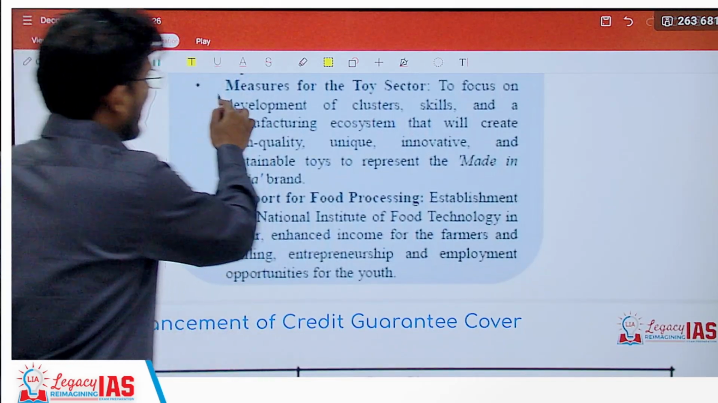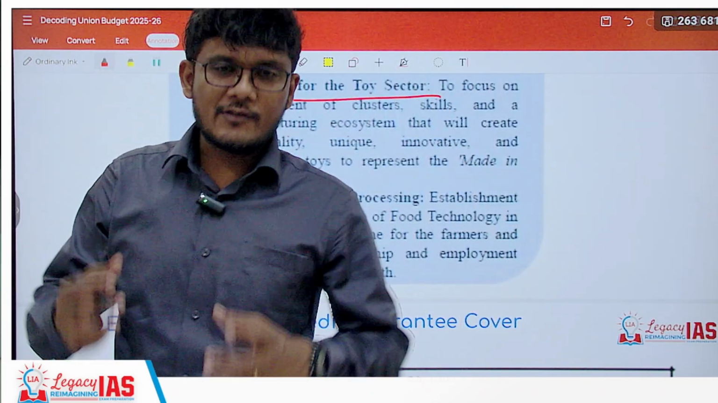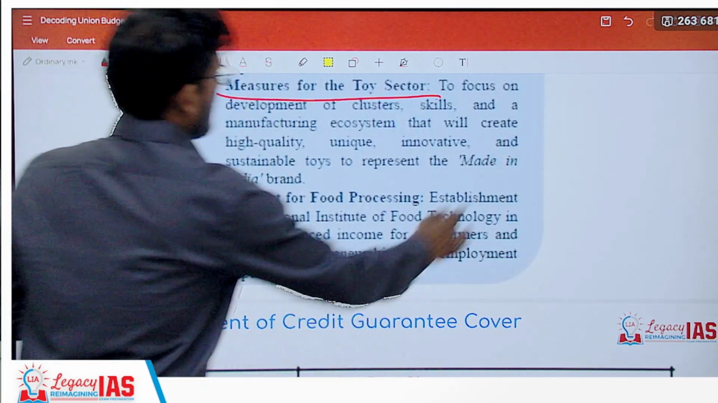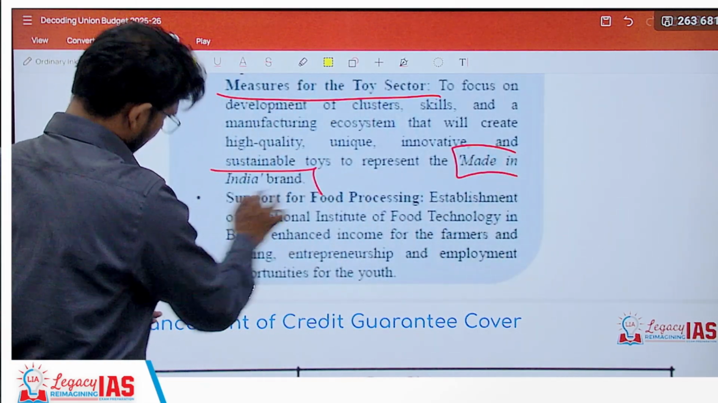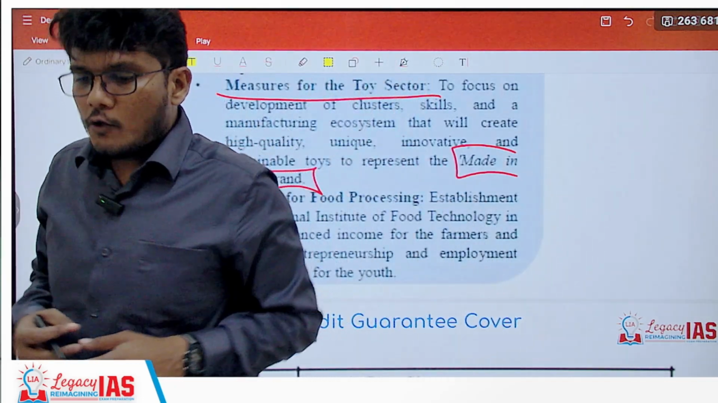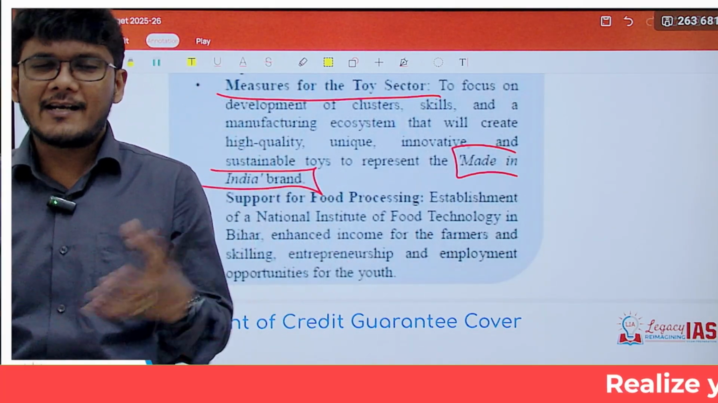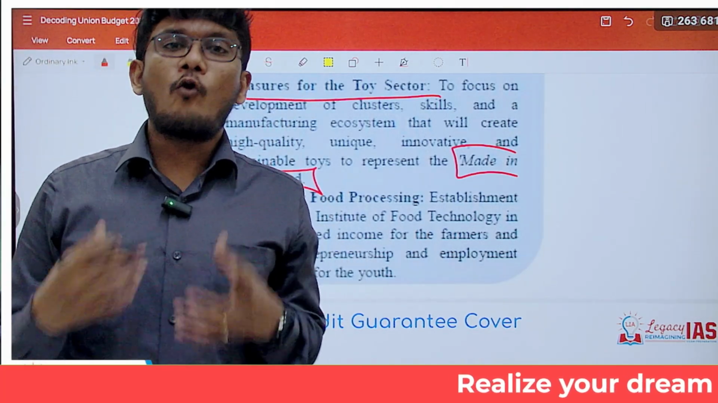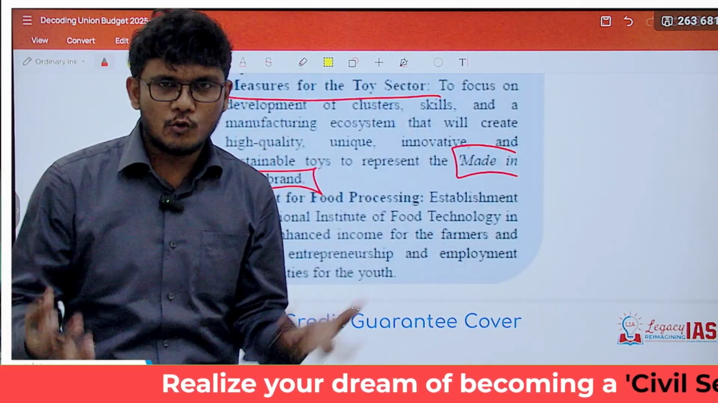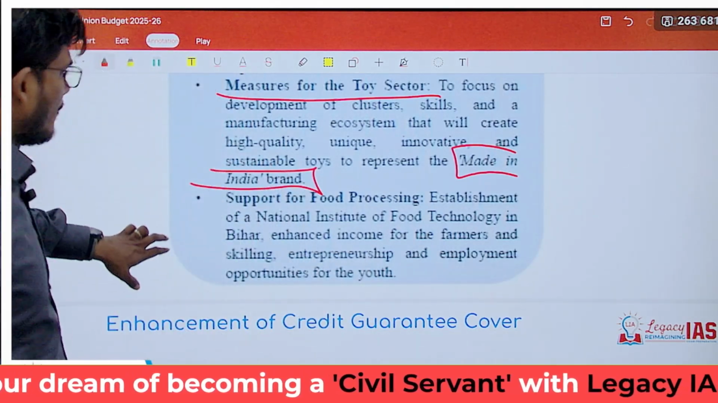Then measures for the toy sector. The government wants India to be a toy hub and promote the Made in India toy brand. A very interesting and good thought, because traditional toys, different kinds of toys are very famous, but they are not branded very well. So we want to focus on that, add value, and use technology to mass produce them, in order to become a toy hub of the world.